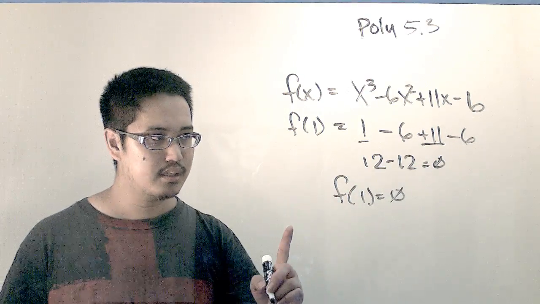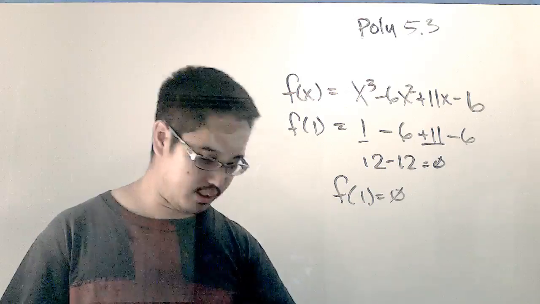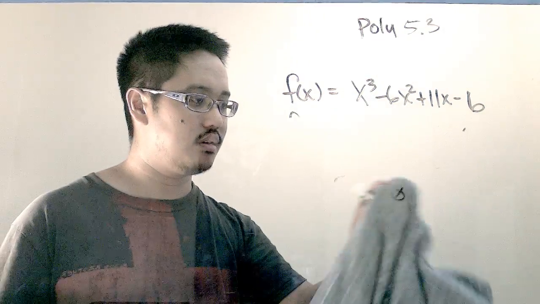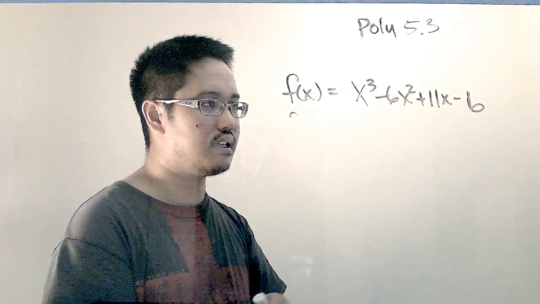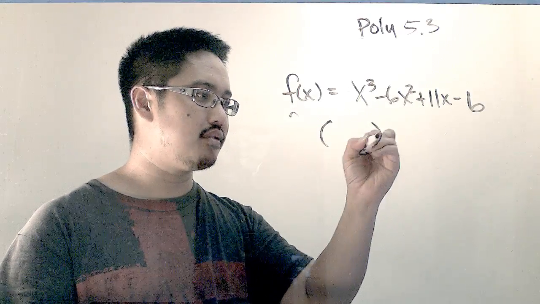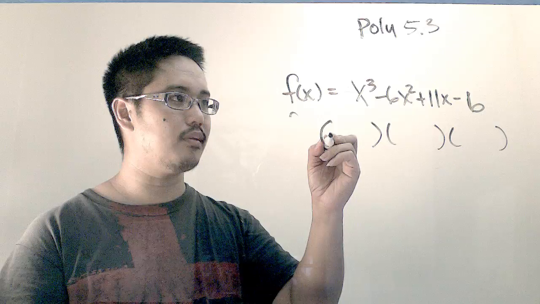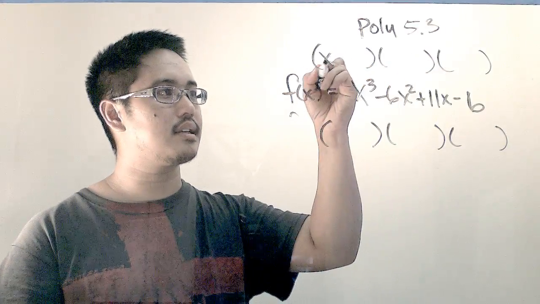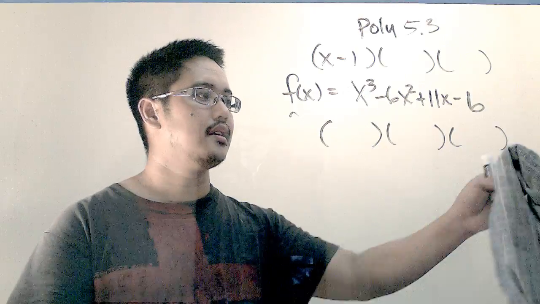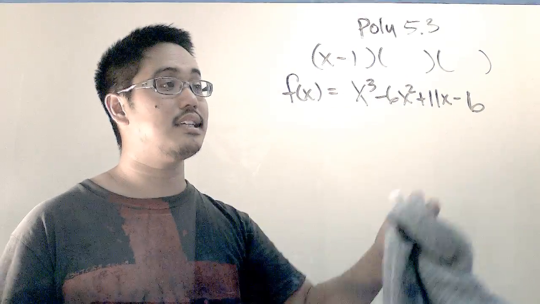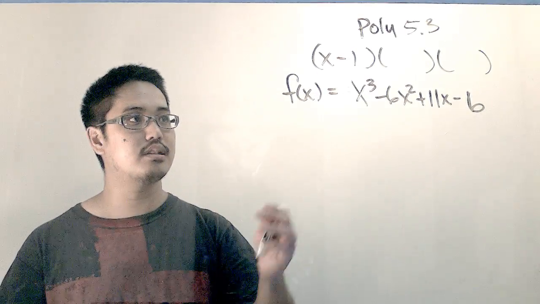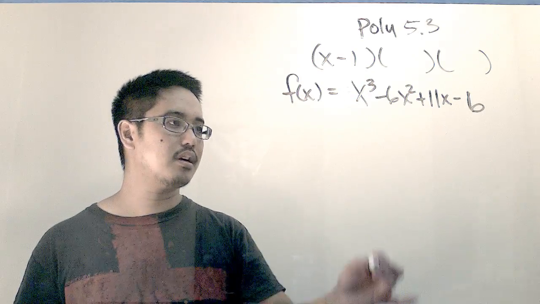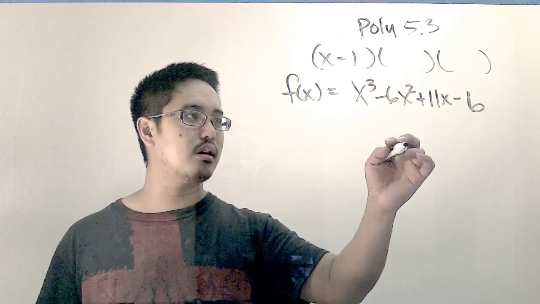Which tells me that if I wanted to have any chance at all of breaking this thing down into something that looks like this, I know that one of those terms, maybe I'll put it up here, is x minus 1. Because I know that x equal to positive 1 works, so I need to throw that in as x minus 1 when I put in my factors. Why don't I figure out what these other two terms are?